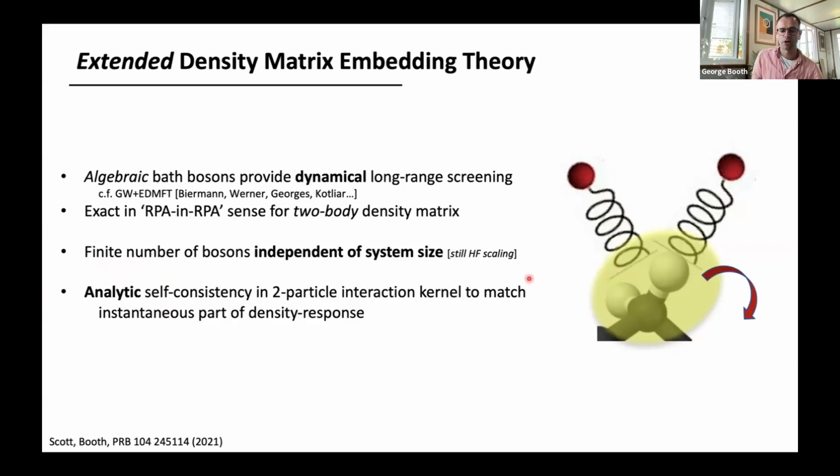The other nice thing, which I'm not going to talk about in detail, is that we have a way to do analytic self-consistency in the two-particle interaction kernel of the underlying RPA. So we can do this all self-consistently and exactly take out the two-body density matrix that we get from our correlated level of theory and put it back into an effective interaction, which is self-consistently optimized over the entire system in order to get these instantaneous parts of the density response to match at convergence.